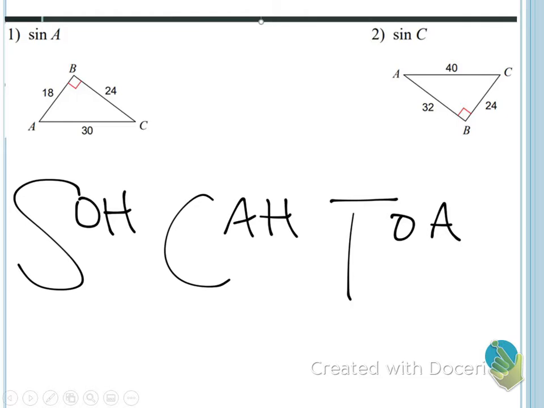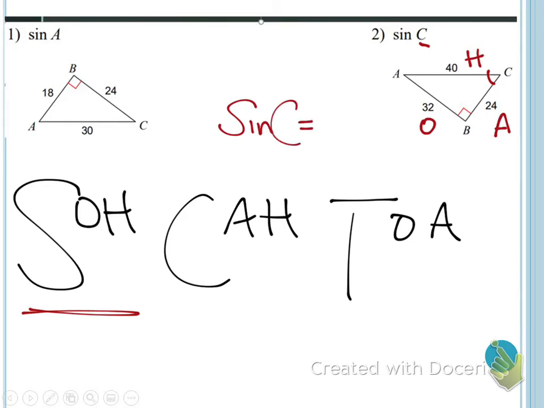So, let's use it here. We got sine from angle C, so that is the perspective we're looking into the triangle from. So, what is the hypotenuse of this triangle? 40. What is the opposite? 32, and 24 is the adjacent. We want to use sine. So sine from angle C, you always have to write the angle you're coming from.